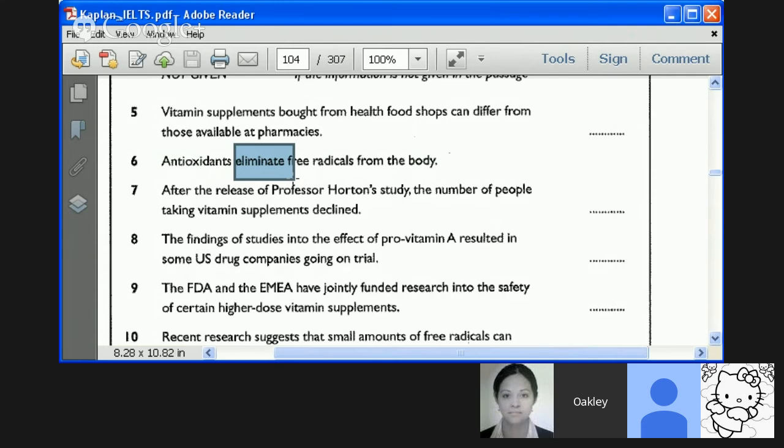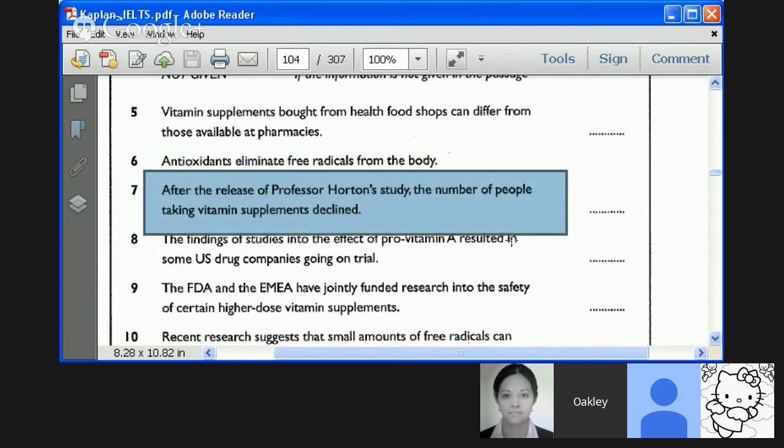Okay, this is what they do in the IELTS test. They use synonyms or synonymous phrases to try to throw you off the track. Heidi, next sentence. What are you going to look for here?